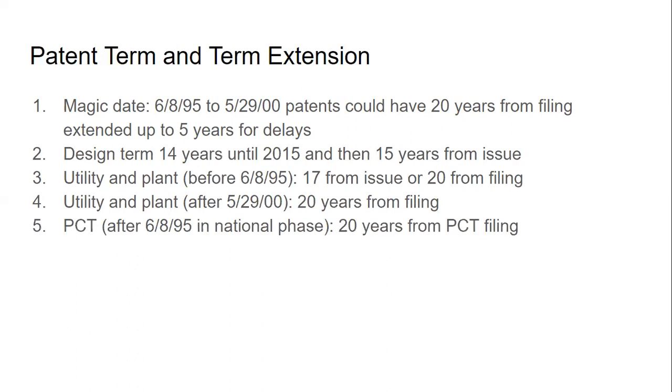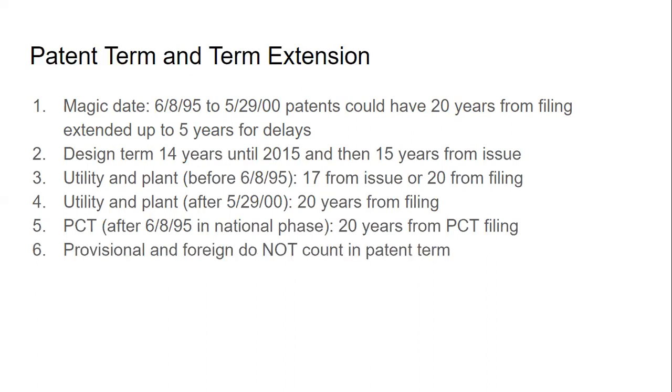For PCT, that's going to be after 6/8/95 for the national phase is 20 years from PCT filing. So it doesn't say for effective filing date, so that's kind of interesting. Now remember that provisional and foreign do not count in patent term. However, domestic does.